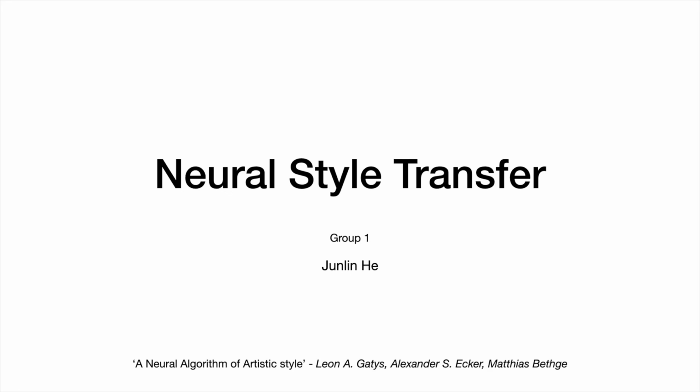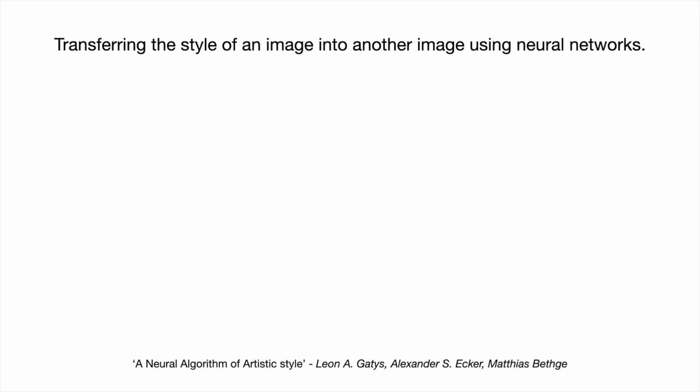In today's video, I'm going to present you the topic Neural Style Transfer. The idea and algorithm in this presentation come from the paper A Neural Algorithm of Artistic Style. So what is neural style transfer? It can be defined as transferring the style of an image into another image using neural networks.